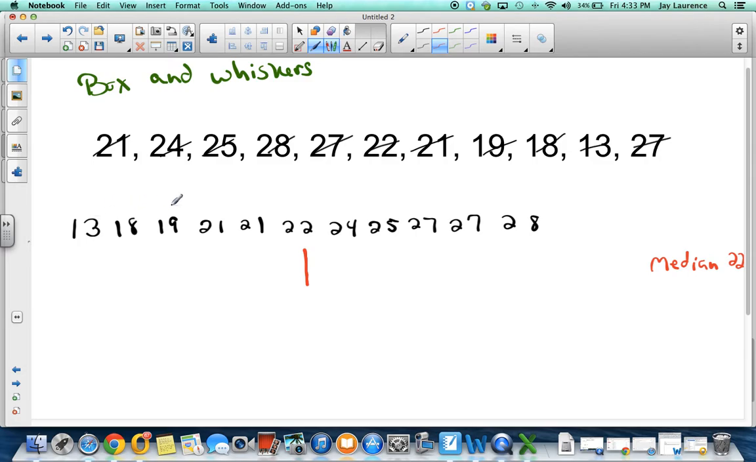So I've got 1, 2, 3, 4, 5, 6 numbers in the first half of the data. So the first quartile is going to be here. Okay, well, what's the median of that? What's the mean of those two numbers? That's 20. Okay, so my first quartile, this is the median, my first quartile is 20. Now looking over here, I've got 1, 2, 3, 4, 5, 6. And so the middle number is here. And so there's 26.